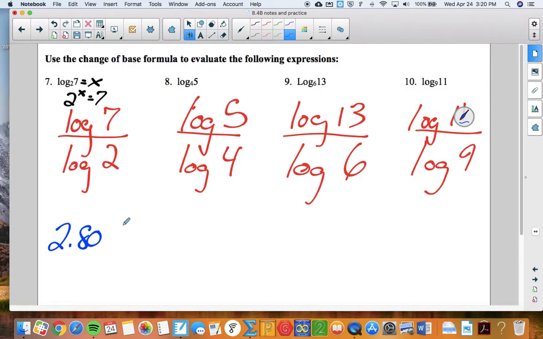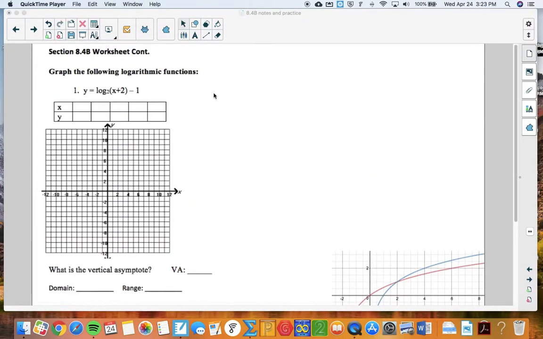2.80. I can't read my writing. I think that's a 1.4. Just a second. Sorry about that. Oh, yeah, it's a 7. 2.807. That's for this one.